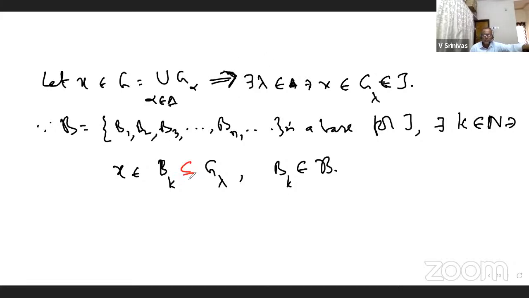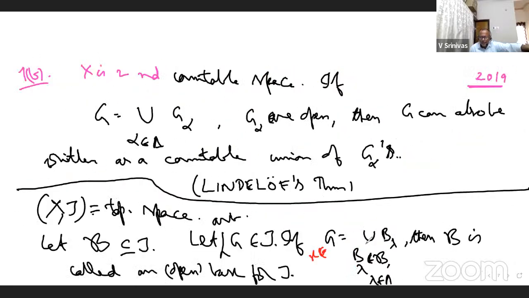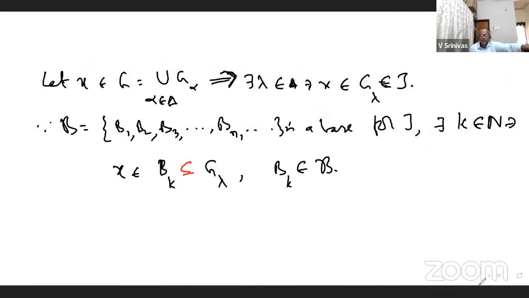This is contained in G lambda, right? BK is contained in G lambda. B lambda is contained in G. Similarly, BK is contained in G or G lambda. In place of G, you have G lambda. So here I have BK. BK is contained in G lambda. Because of this, in between these two, there will be a basic open set BK.